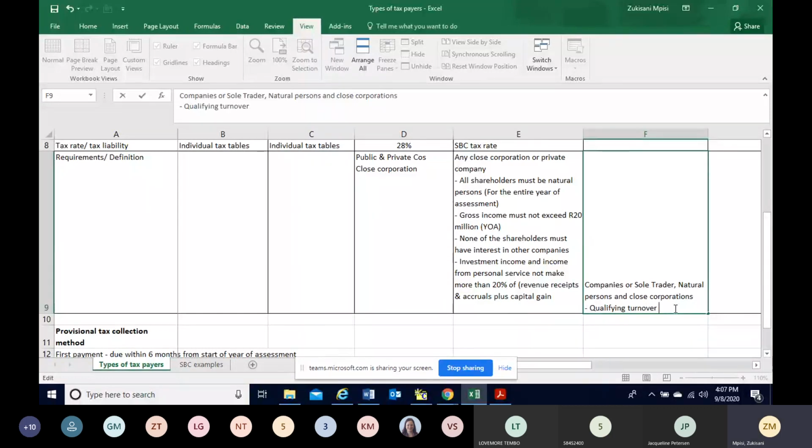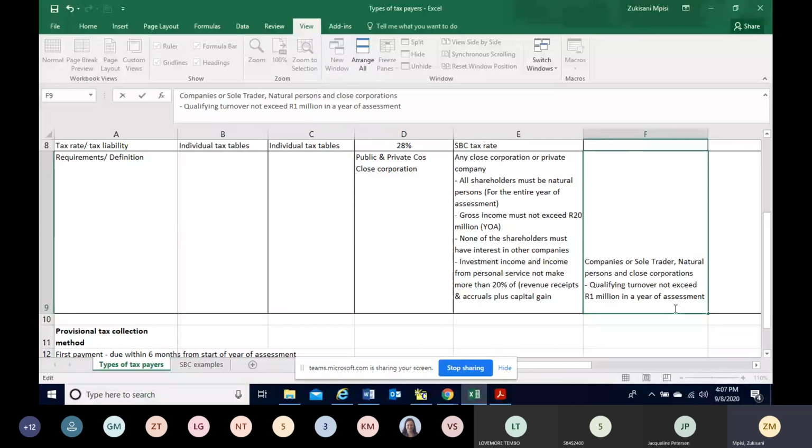The second important thing about a micro business is that the qualifying turnover must not exceed 1 million in a year of assessment. So the qualifying turnover must not exceed 1 million in a year of assessment. So those are the characteristics of what defines a micro business.